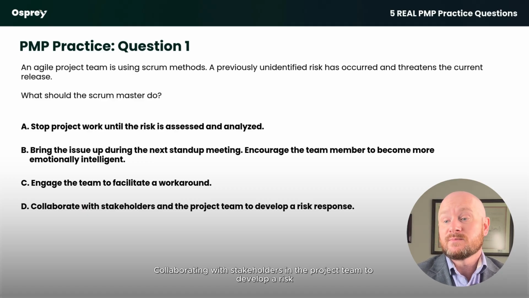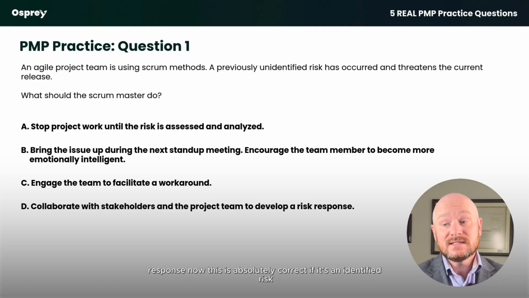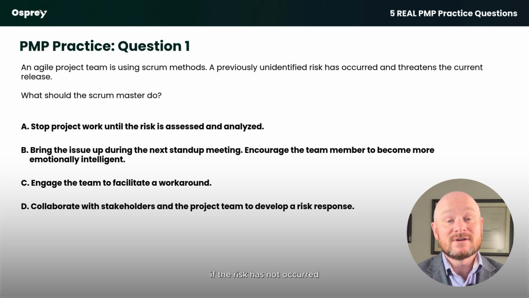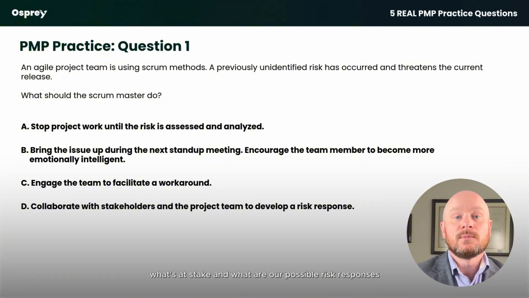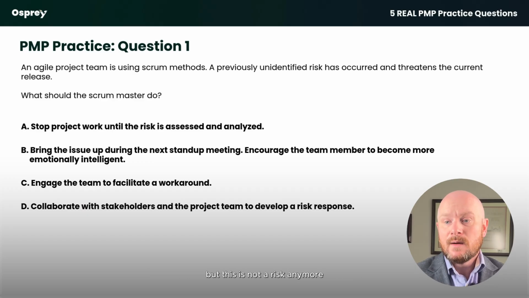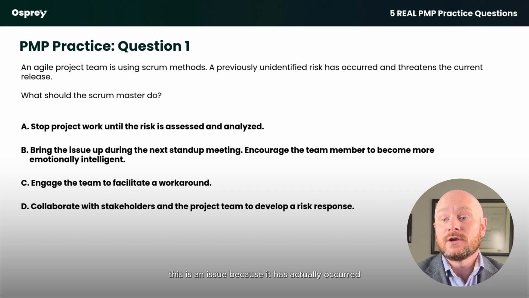Collaborating with stakeholders and the project team to develop a risk response. Now this is absolutely correct if it's an identified risk. If the risk has not occurred, absolutely, if you identify a risk in advance, you will take some time with the stakeholders and the project team to understand what's at stake and what our possible risk responses are. But this is not a risk anymore. This is an issue because it has actually occurred.